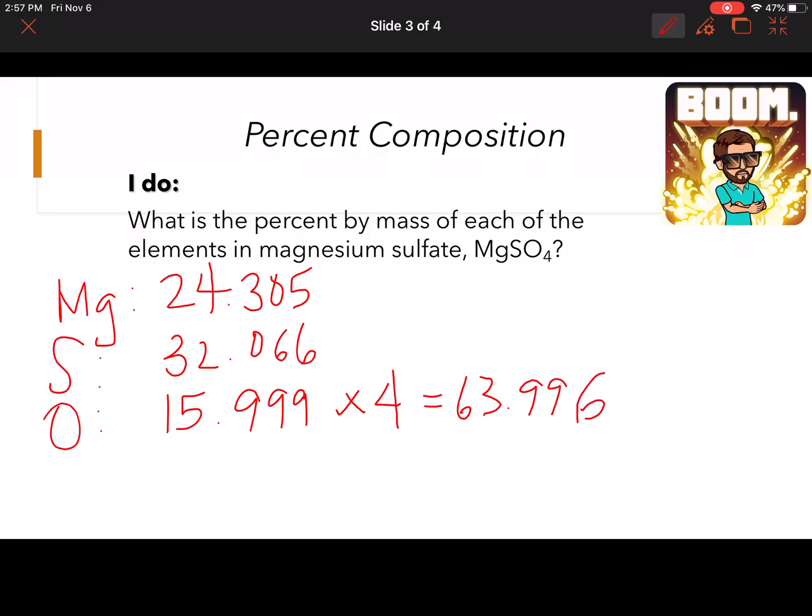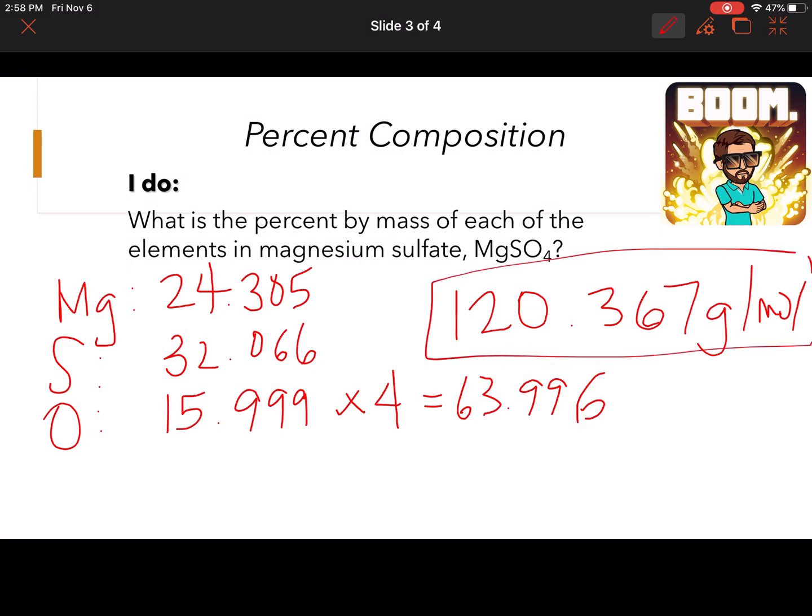Add all of that together just like we did for molar mass, because that is the big deal here, and I have 63.996 plus 32.066 plus 24.305 is 120.367 grams per mole. That's the molar mass of magnesium sulfate. So now I'm just going to take each of these pieces, divide it by the entire molar mass, multiply by 100 so I can get a percent, and we're good to go.